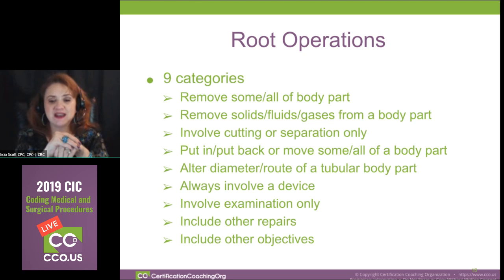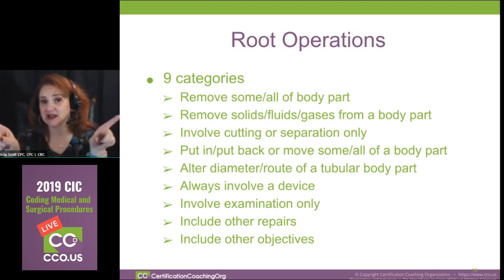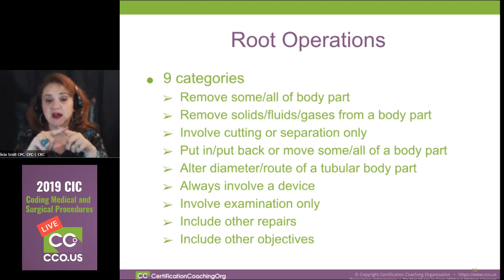What's the outcome? Are we cutting or separating only? So we're going to cut something or we're going to separate something. Are we separating a tendon? Are we separating a fascia from, say, adhesions in the abdomen, where we need to cut and separate those adhesions because they're causing pain and twisting up the digestive tract?